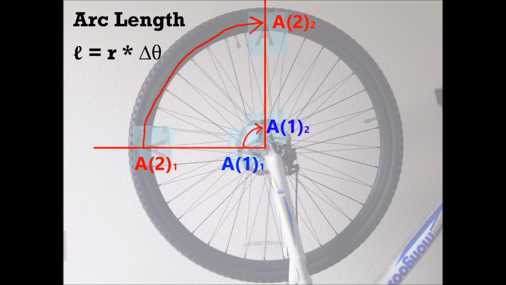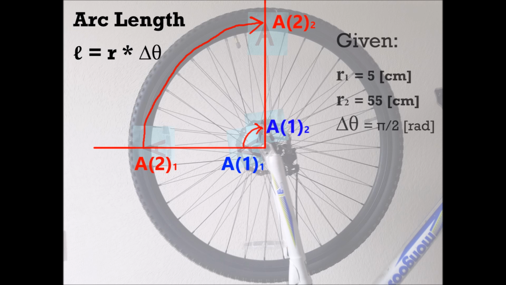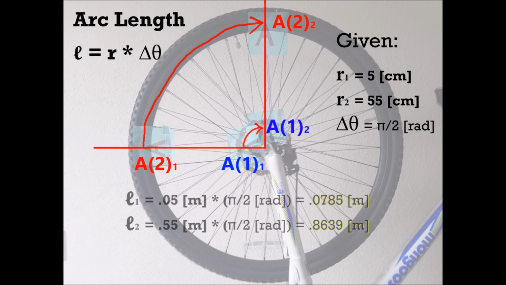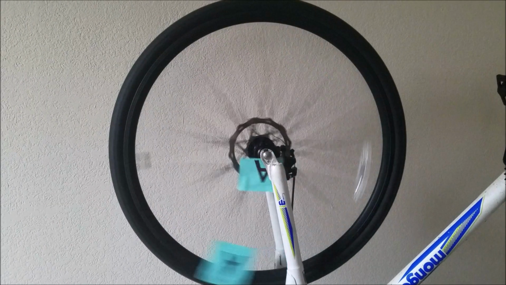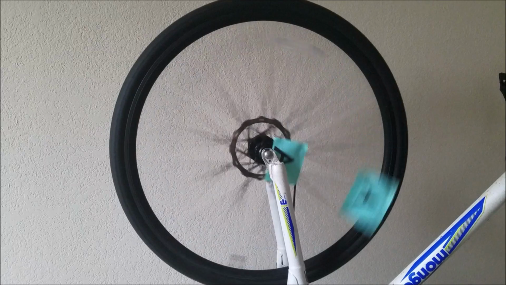Let's stick with our example from before and say that A1 is 5 centimeters away from the center of a tire, and A2 is 55 centimeters away, and they both rotate through an angle of pi over 2 radians. As you can see, the radius of A2 is 11 times longer than A1, and this results in an arc length that is also 11 times greater than the arc length of A1. So now we've solved for the angular velocity, and we've solved for the arc length, and we're ready to put this into terms of tangential velocity.